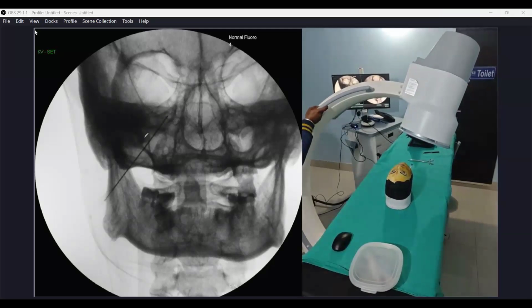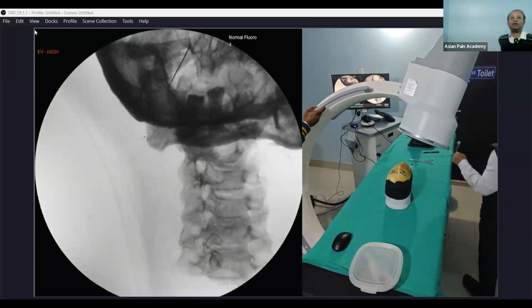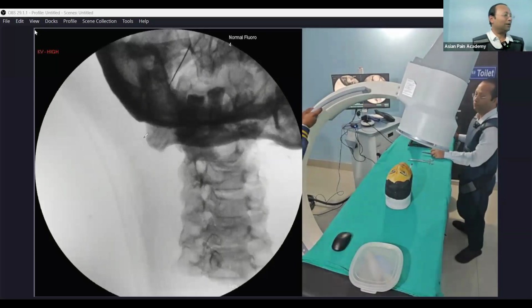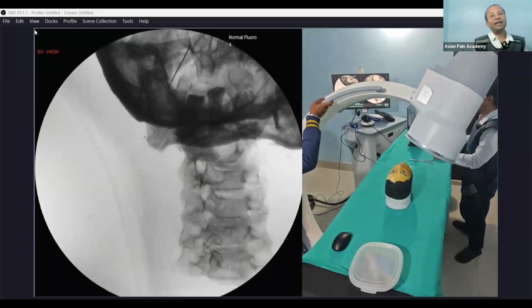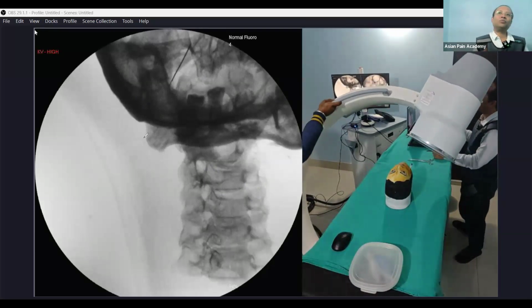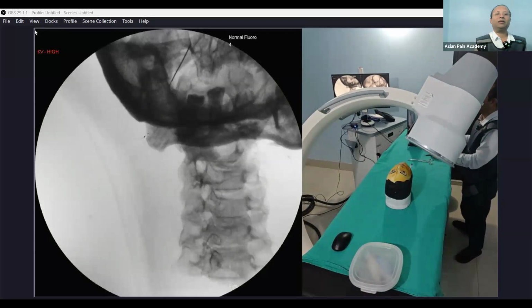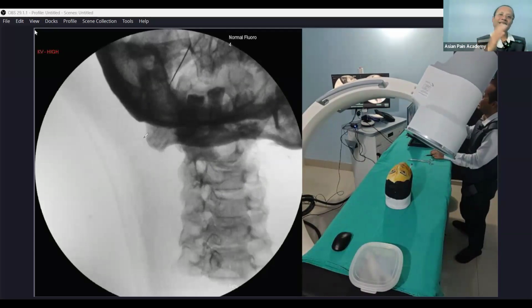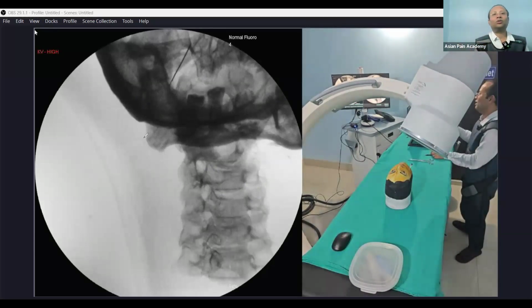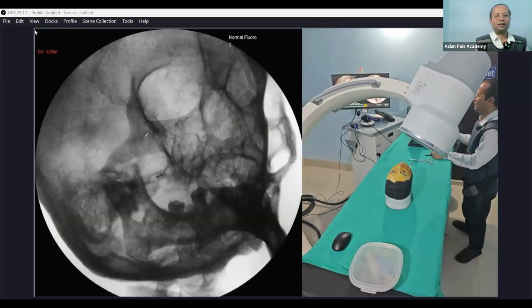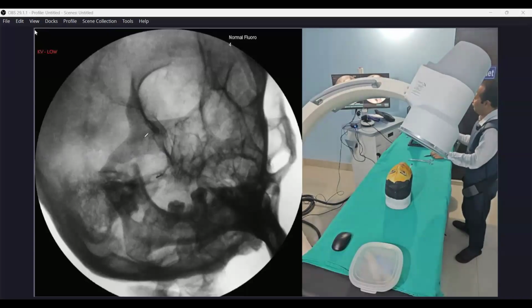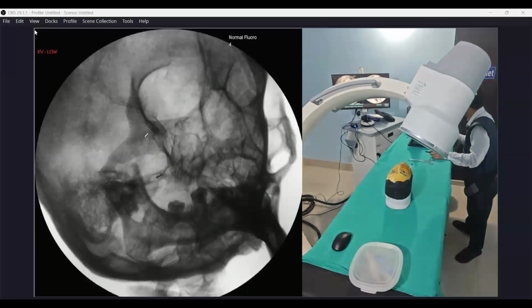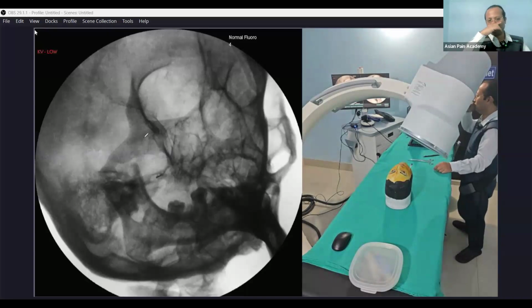Sir, how much oblique and how much lateral rotation roughly? So that one I told you, you cannot fix it for any patient. You go on changing for a certain patient. 10 degree oblique, 10 degree caudal, then again 10 degree oblique, 10 degree caudal. So like that, you cannot fix it. Okay, sir. So it cannot be fixed.